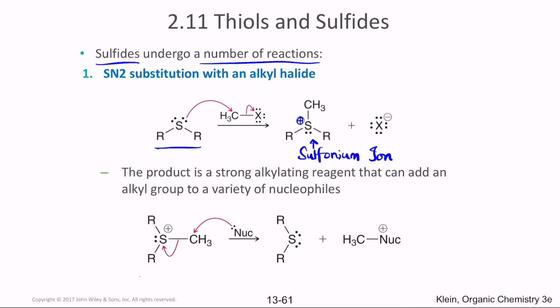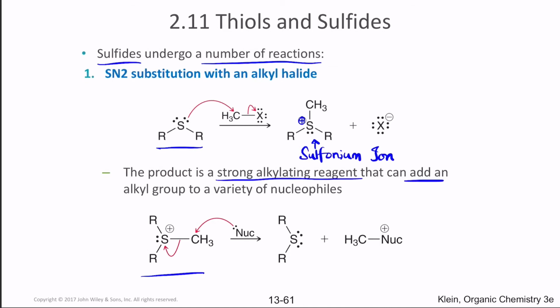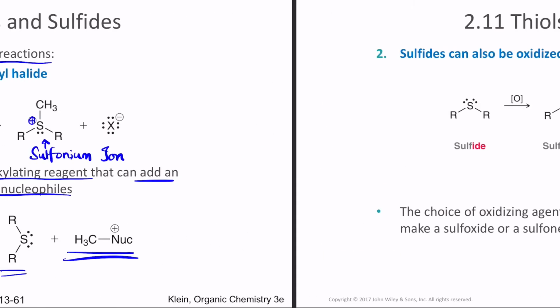Next, this sulfonium ion, the product, is in general a strong alkylating reagent. So basically it can add an alkyl group to a variety of nucleophiles. For example, when you have a nucleophile nearby, the nucleophile will basically take the CH3 away from the sulfonium ion, creating the sulfide back again and the alkylated nucleophile.